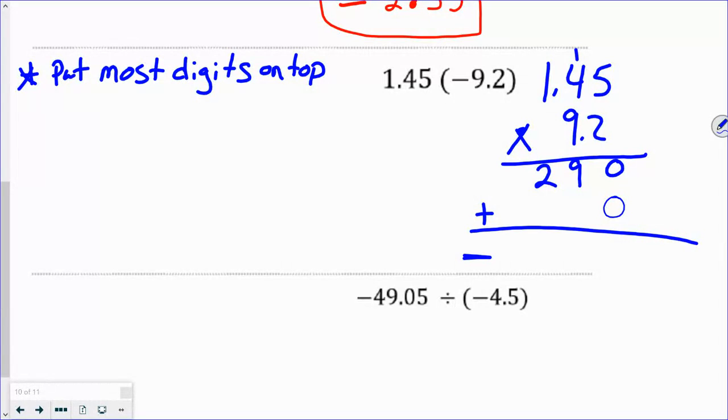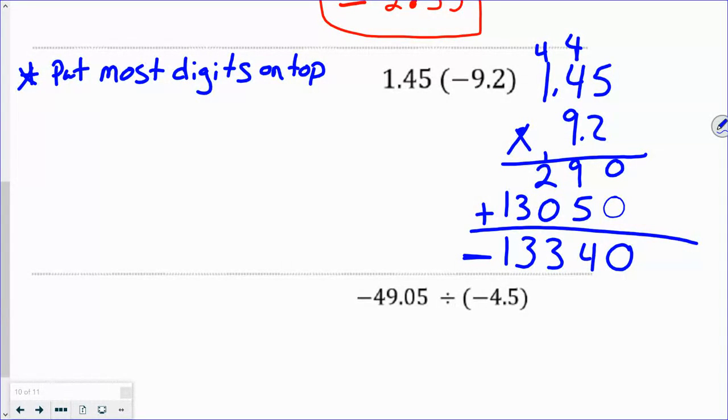Now I can multiply by my 9, which is 45. 9 times 4 is 36, plus 4 is 40. 9 times 9 is 81, plus 4 is 85. Then let's add them. It is 0, 4, 3, 3, and 1.